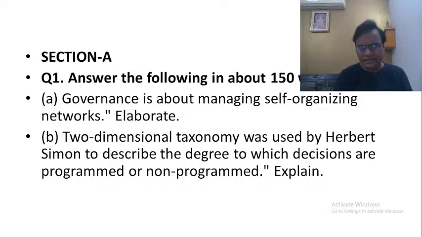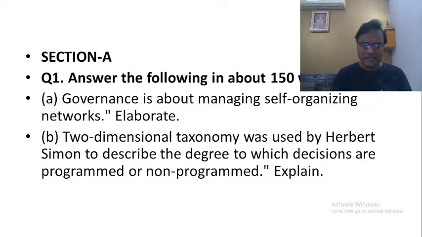The two-dimensional taxonomy was used by Herbert Simon. What we have to remember here is that Herbert Simon was basically an economist and also a mathematician. He was also known for using artificial intelligence. So when he came out with his decision-making theory, we can say it is multidimensional in nature. He has used the knowledge of economics, mathematics, statistics, and computers to come up with his decision-making theory. That is where he spoke about this two-dimensional taxonomy.